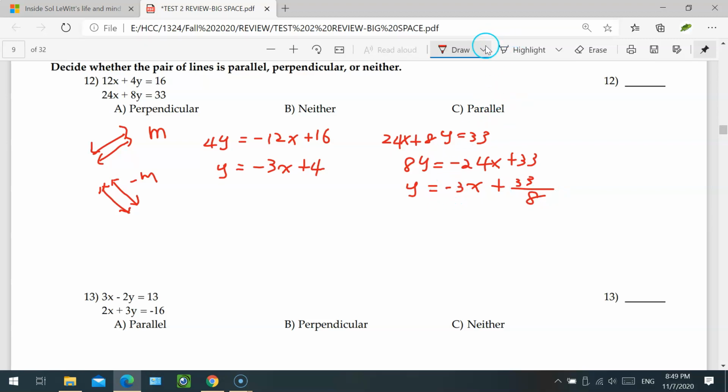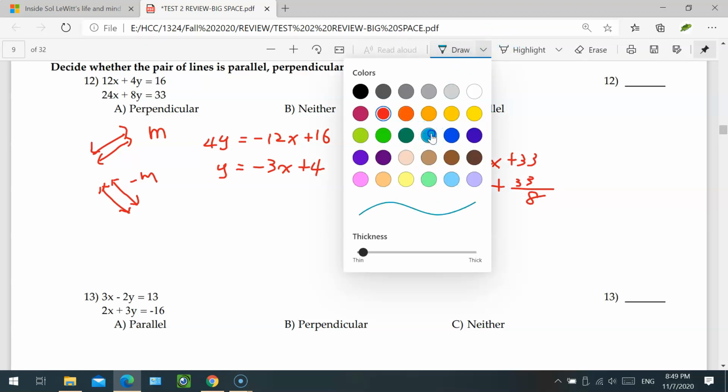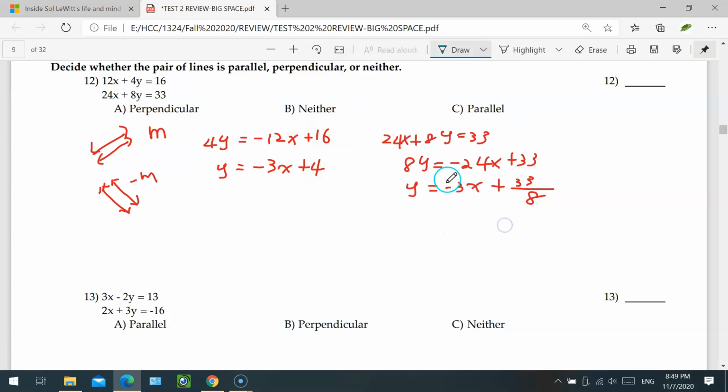Now the slope number of the second equation is negative 3, and the slope number of the first equation is negative 3 as well. So these two numbers are exactly the same, same number and the same sign. So that means, yes, these two lines are parallel.